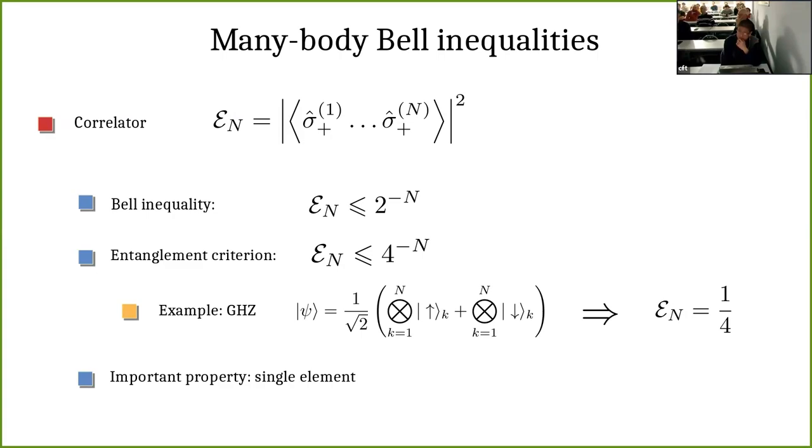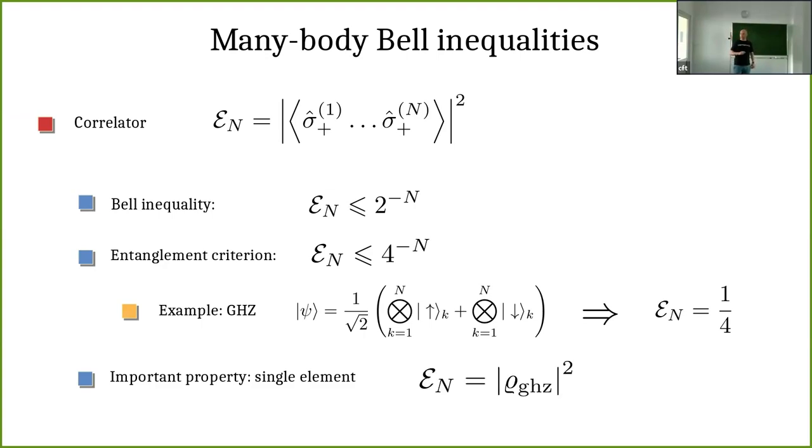And what is important? Although this object is a super complicated n-body correlation function, at the end it is expressed as just a single element of the density matrix. Why? Because whatever quantum state you have of your spins, the n-fold action of the raising operator contributes only when it acts on all spins down. It brings them all up. So there is only one element of the density matrix, the coherence between all up and all down, that is relevant.